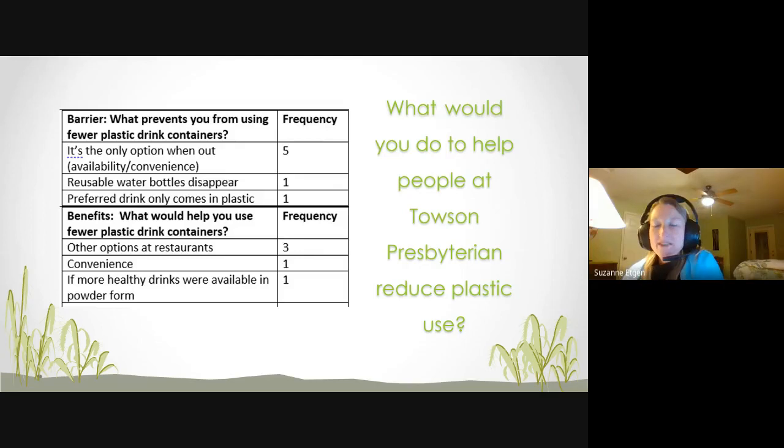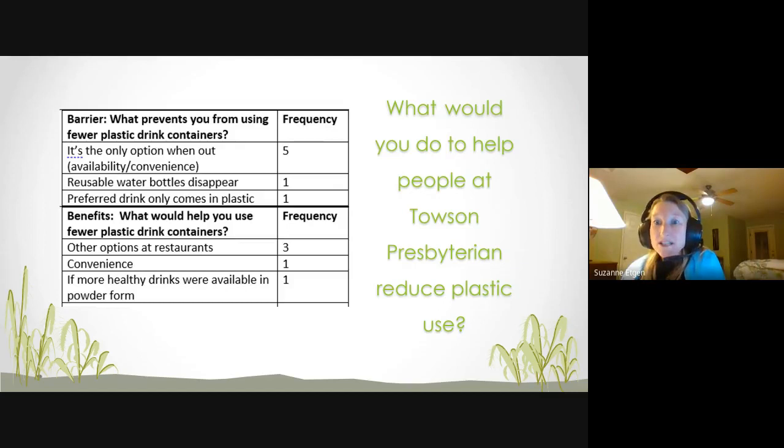The data that was most robust of the three plastic behaviors was the drink containers. And here's what people said about their barriers. It was really all about it's the only option I have. It's not available when I go out to a restaurant. They just serve it in plastic containers, so I have no choice. I just have to take what they give me, or it's convenient. I'm going to get it while I'm out, or my drink only comes in a plastic bottle. So, what am I going to do?